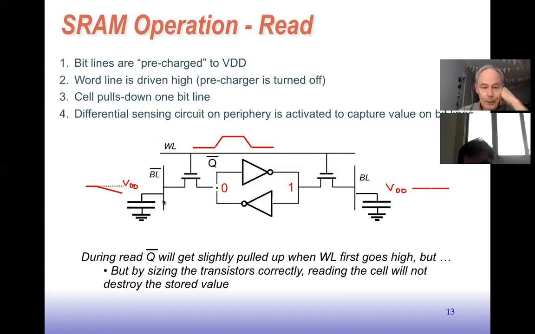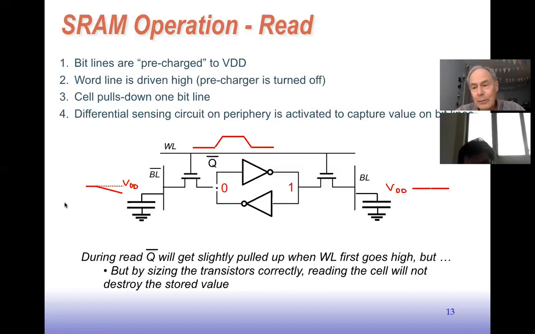And there's enough capacitance on those bit lines that we can turn the precharger off, and the bit lines hold their high value. Right? They'll take a while before they would discharge. Okay, but right after the precharger is turned off, the word line is driven high, the proper word line.